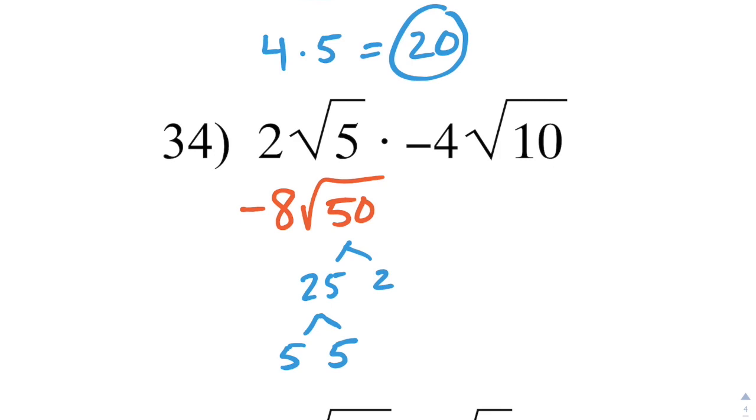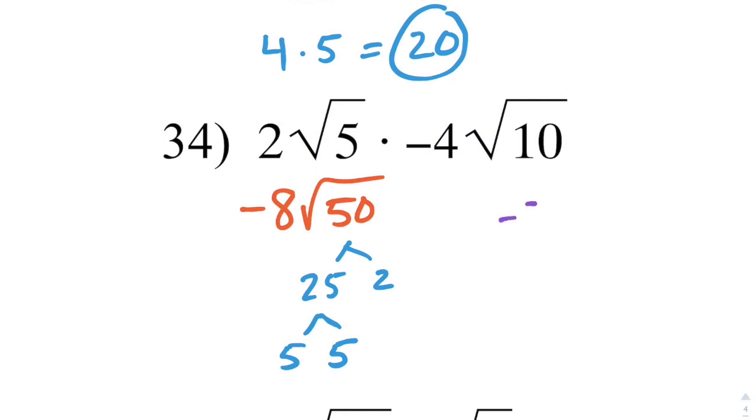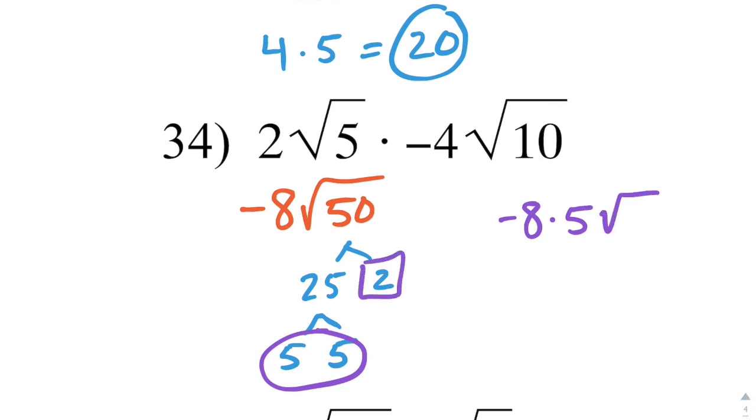So my negative 8 is the original thing out front. We'll leave the negative 8 out front. We'll circle the group of 5s. So that comes out of the radical. And we have left over the 2. So we get negative 40 square roots of 2. And we are done.